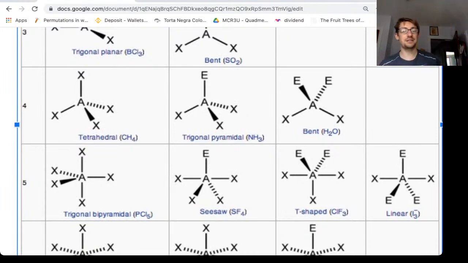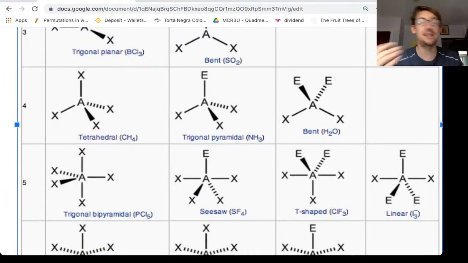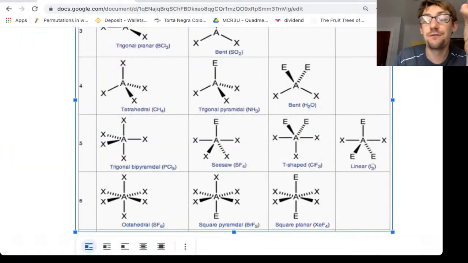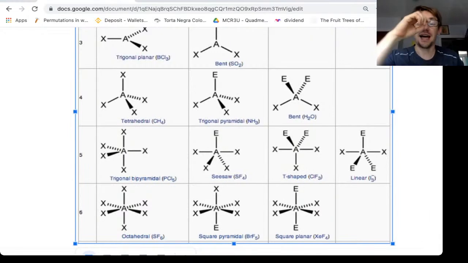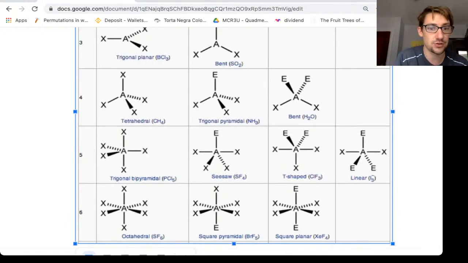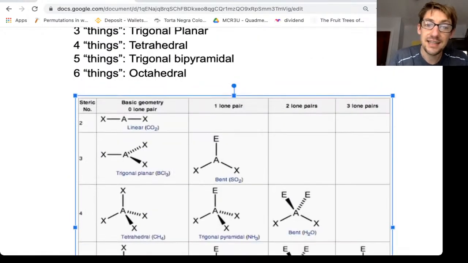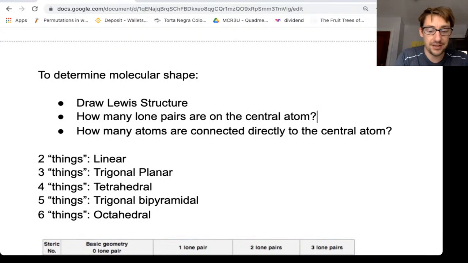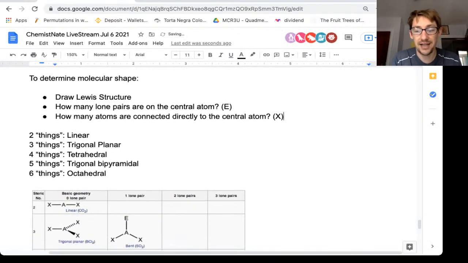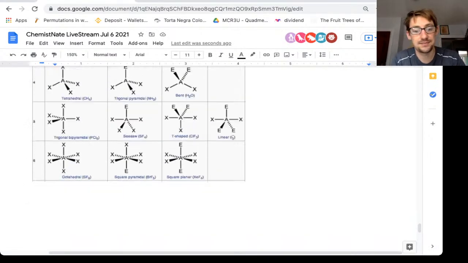You kind of have to memorize these names unless you're going to be given this chart. The VSEPR notation is capital A, capital X, subscript however many X's there are, or however many atoms are connected to the central atom. Here's what I mean. Up here, when I said draw the Lewis structure, how many lone pairs are there? How many atoms are there? Each lone pair is called E in VSEPR notation. Each actual atom that's connected is X.